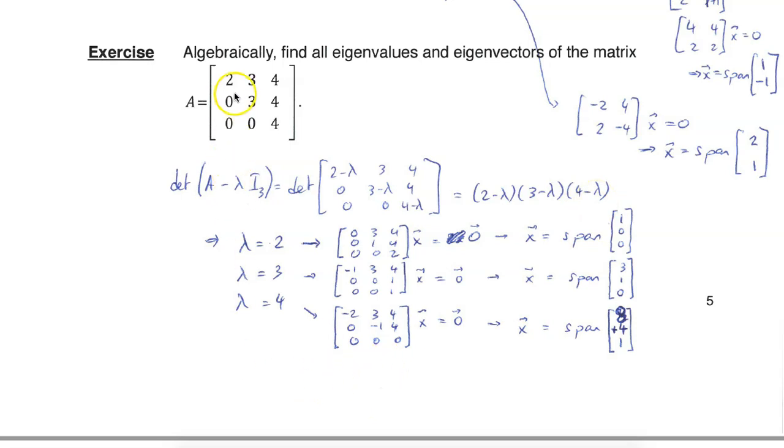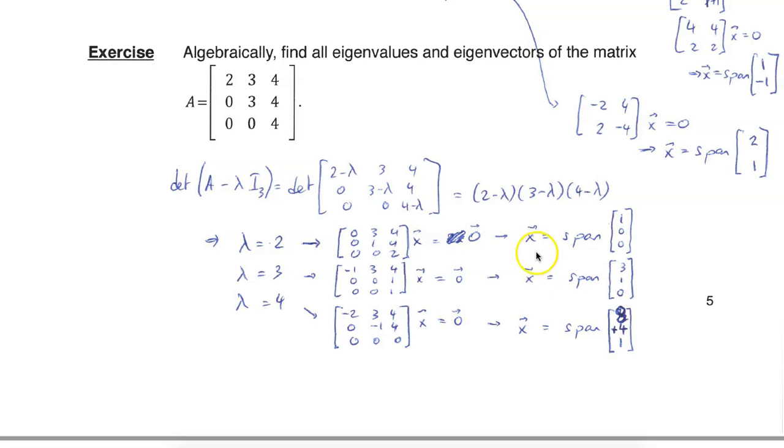We will do, for the first one, lambda equals 2. The diagonal 2, 3, 4 is going to be 2 minus lambda, 3 minus lambda, 4 minus lambda. So it becomes this matrix here. How can we find x such that this matrix times x equals 0? Well, with a little bit of focus and staring, we can find that it's the span of (1, 0, 0).